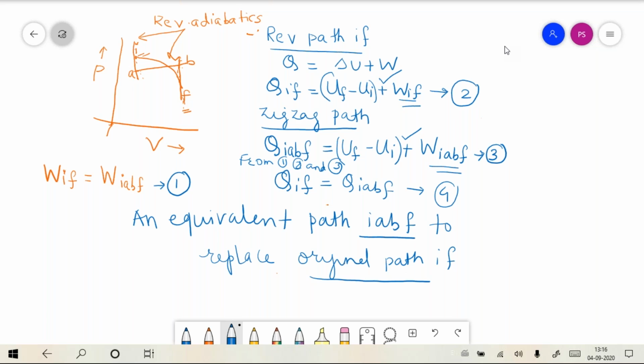So this is the first part of your theorem proof. We have shown that any reversible path IF can be replaced by an equivalent zigzag path comprising three processes: two reversible adiabatics and a reversible isotherm. Making use of this understanding, the final proof becomes extremely simple. So let me now go to the final step of the proof of Clausius theorem.